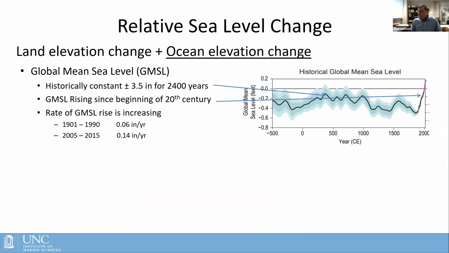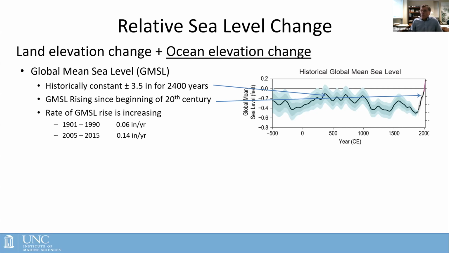We think about this as global mean sea level, how the global ocean is changing. For 2,400 years, or 2.5 centuries or so, it was relatively constant, plus or minus about 3.5 inches, up until about the beginning of the 20th century. And then it's gone on a fairly sustained and fairly rapid rise to the present date.